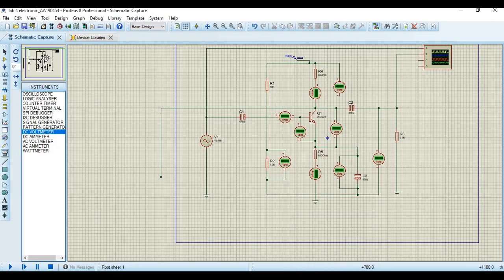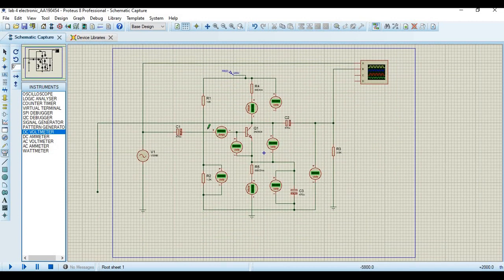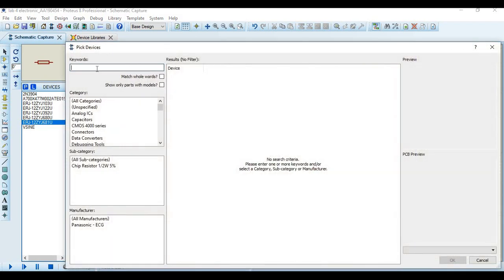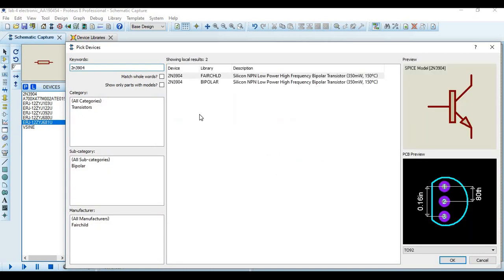Okey. Jadi saya dah susun semua komponen-komponen, dan komponen kita akan gunakan adalah seperti di tepi ini. Cara kita cari adalah tekan P dan kita type in semua yang kita perlukan. Contohnya 2N3904.